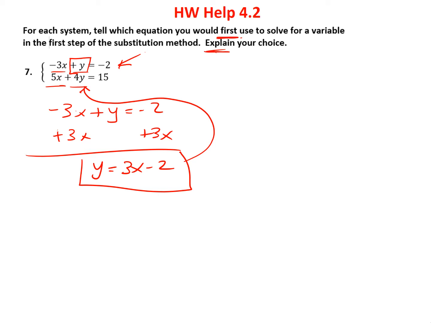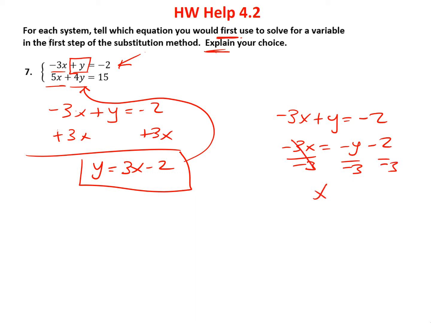Notice that, for example, if I tried to solve for x, I could go, okay, minus 3x equals minus y minus 2, move the y, and then I'd have to divide by minus 3, and I would get minus 1/3 y plus 2/3. But notice it took me 2 steps to get there, whereas here it only took me 1 step. So that's why that's the easier way to do it.